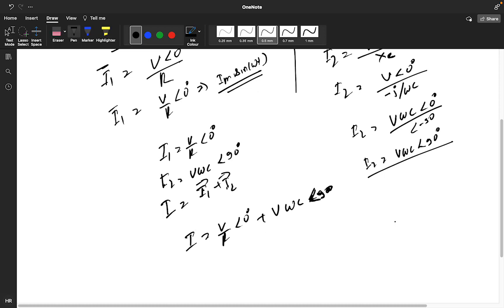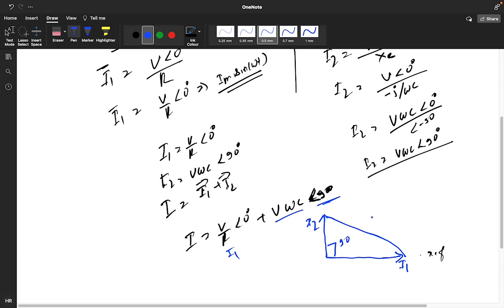If you want to represent this in the form of a phasor, this is your reference. What is your I1 current? V by R. I1 current has an angle of how much? 0 degree. So this will be I1 only. What is your I2 current? V omega C, and this is leading by how much angle? 90 degree. This is your I2. And the summation of I1 plus I2 will give you I. Where will theta be? Wherever the R is present. R is present in V by R, the I1 current. So this is theta.